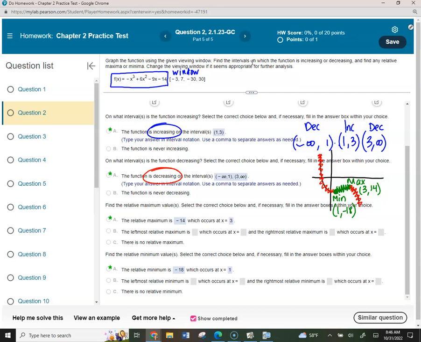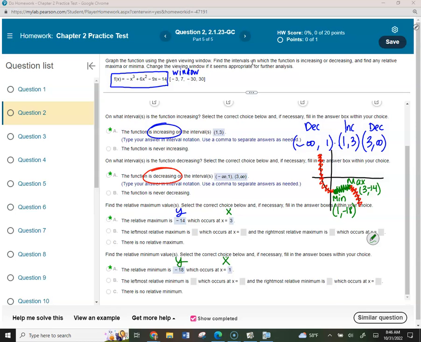The next part says, tell me the relative max and tell me the relative min. You need to remember they want the y value first, then they want the x value. I forgot to put the negative right here. They want the y value, then the x value.